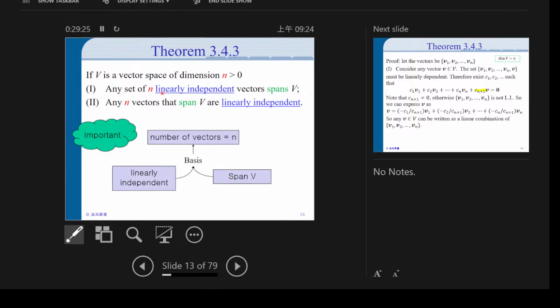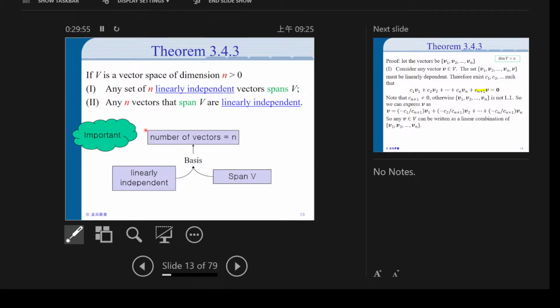So the first one: we have that your set has n vectors and is LI, and that will give you span V. And then the second one says that if you span V and you have n vectors, it will give you LI. And that means that any two of these conditions give you a basis. Yeah, so it's very important, especially important to remember the result, and also nice to remember the proof. Okay, so let's see the proof.